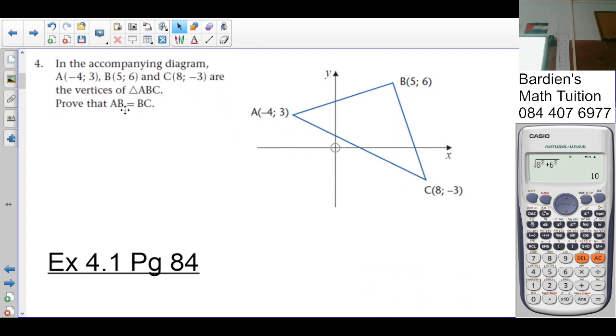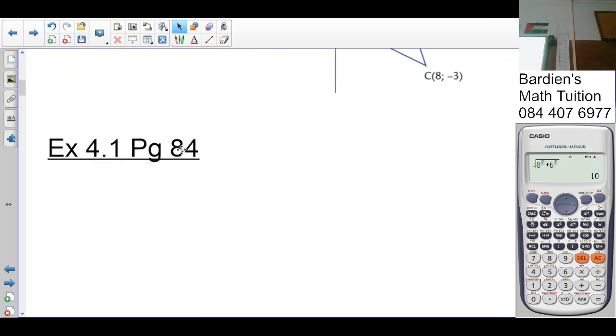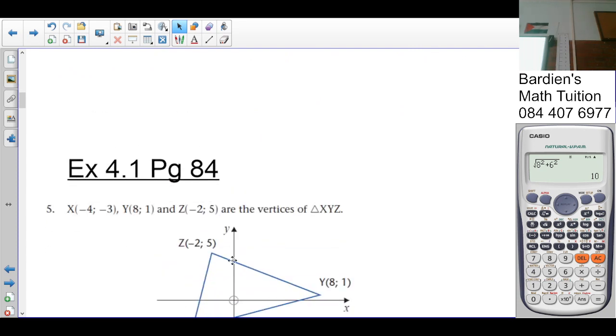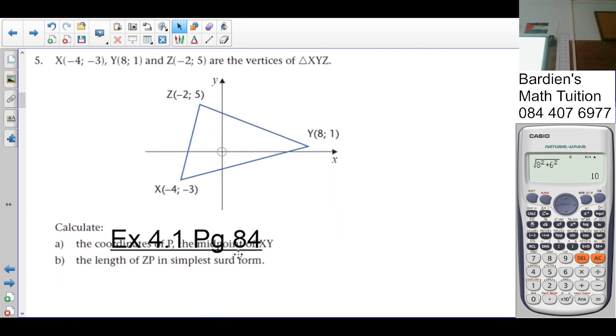Number 4. Here they ask you to prove that AB is equal to BC. So how are you going to prove that AB is equal to BC? Distance formula. What did the length of AB give you? 3 root 10. Okay? In conclusion, you would conclude that. Number 5, any issues here?